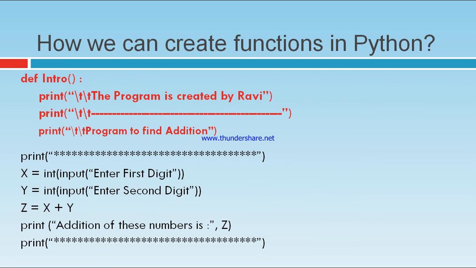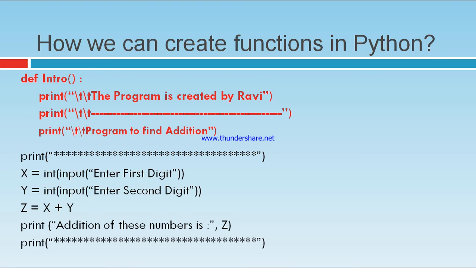Just check it. If I want to include an intro function, first check the position of this intro function. Right? It is there at the topmost portion of the program. The program is there in black color and the function is there in red color. So the very first point, if you want to include a function in your program, you should include the function at the topmost portion of your program.